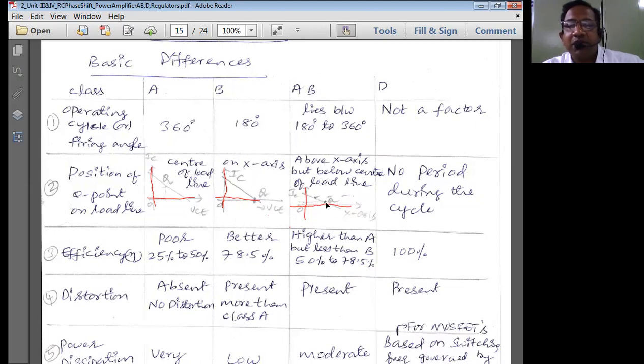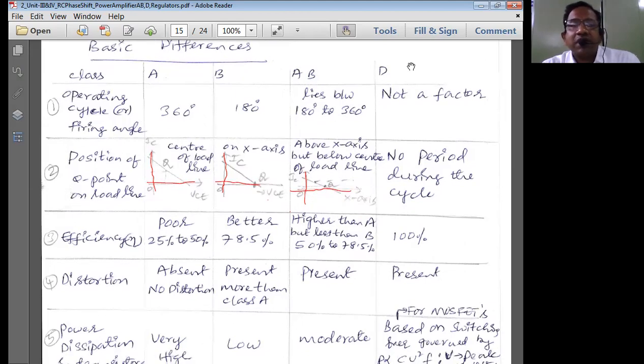Now, if you come to the class AB type of the power amplifier, see the Q point is just above the zero line. That means it is not close to 360 degrees. It should be close to 180 degrees. Even though we say the firing angle lies between 180 to 360 degrees, it is more close to 180 degrees, not to the 360 degrees. That means the Q point should be more close to the zero axis line.